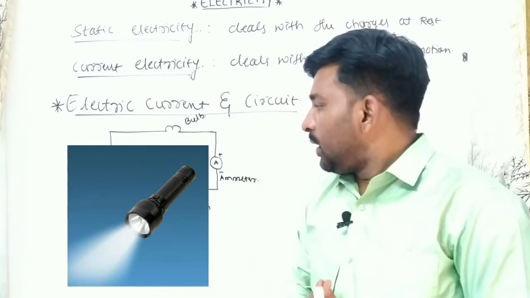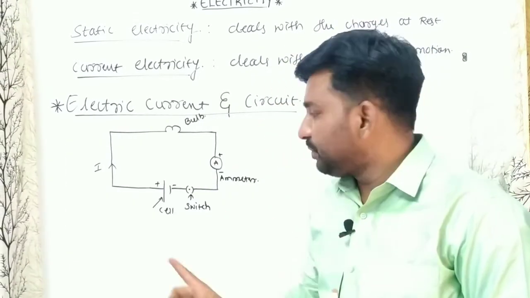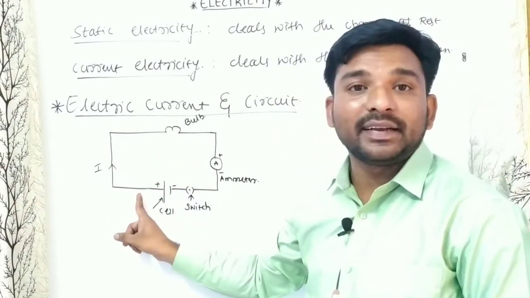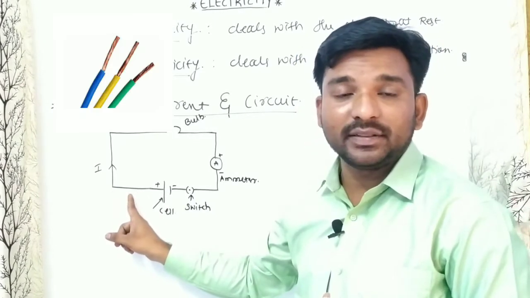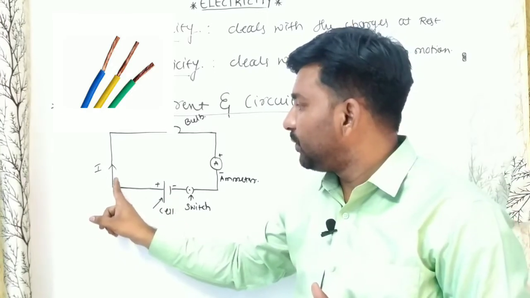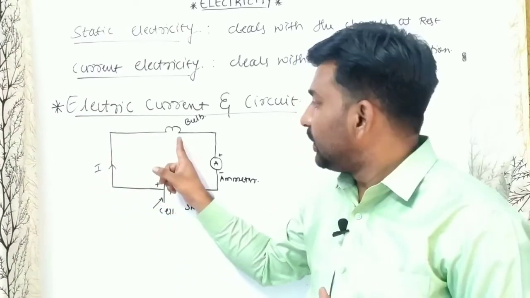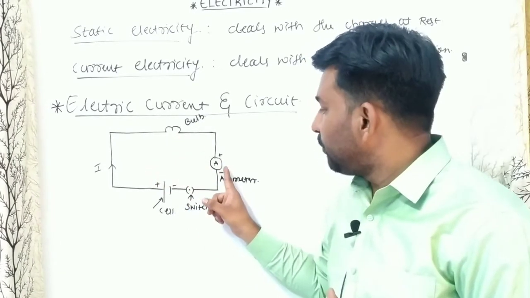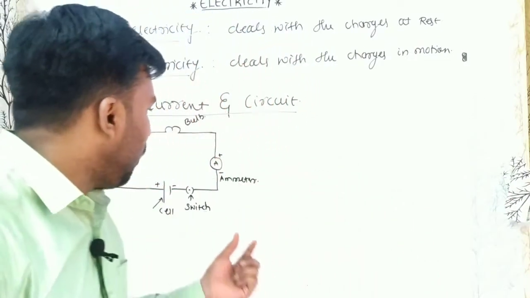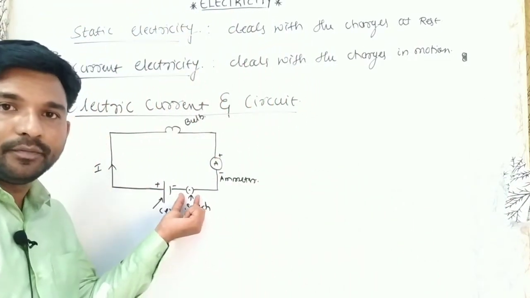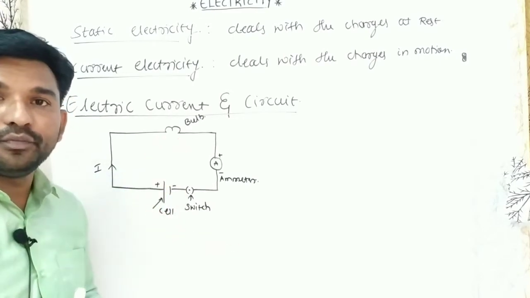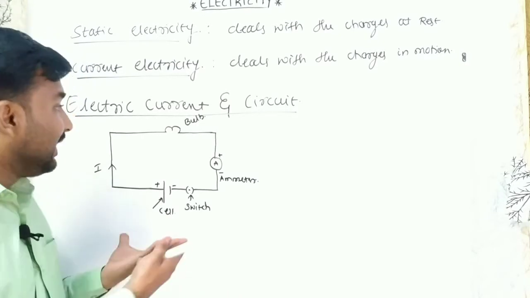Now in this case, the lines I have drawn represent the conductor, that is the wires, which are nothing but copper wires. I have taken one cell, connected with copper wire to the electric bulb, and we have the device ammeter and one switch. When the switch is on, the bulb will glow, and we call this current.